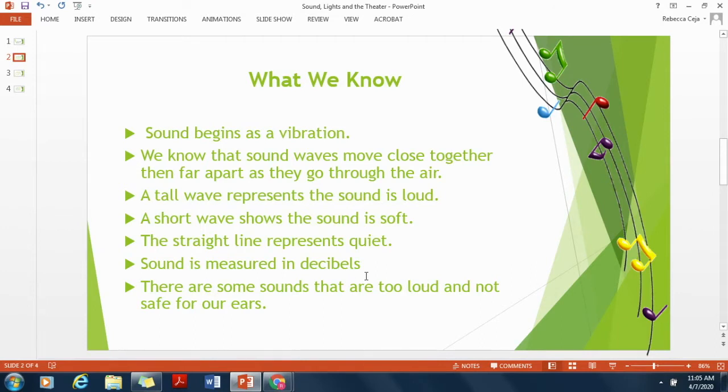Just like when we measure how long something is, it's in inches or meters or centimeters or miles. We measure sound in decibels, and there are some sounds that are too loud and not safe for our ears. And then there are those that are very quiet that we can't hear at all. So let's go back to our walk.